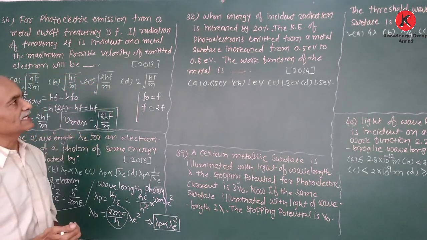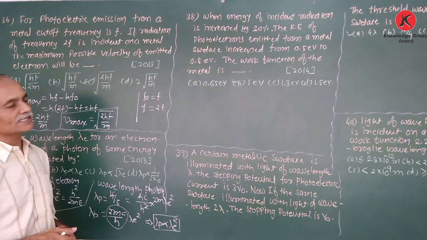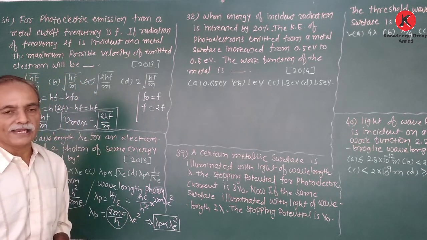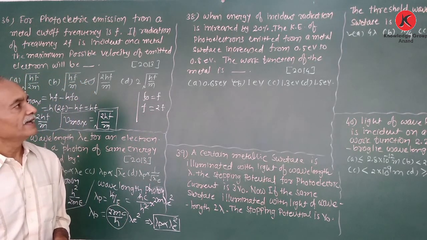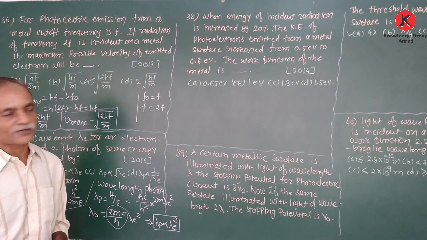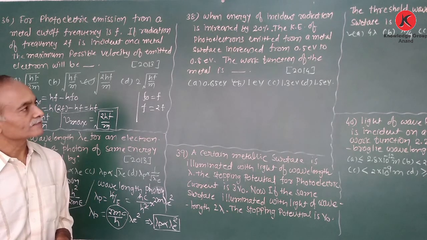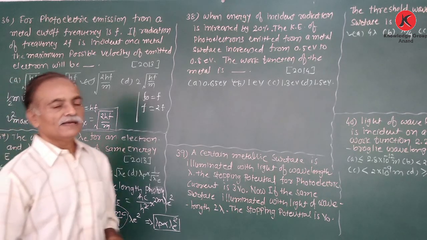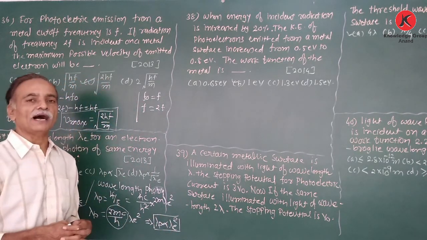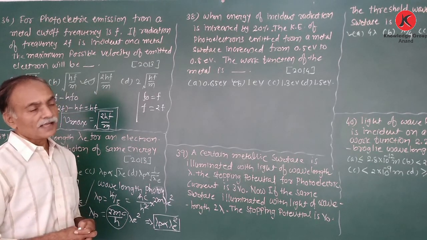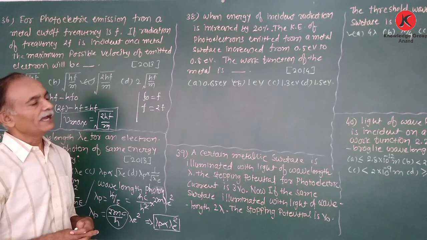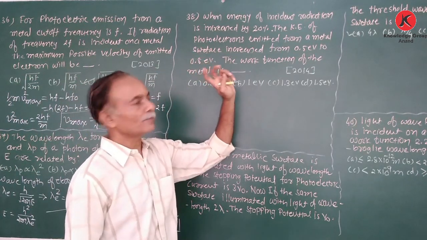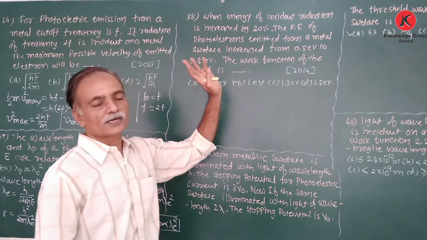After that, the next question is: when the energy of incident radiation is increased by 20%, the kinetic energy of photoelectrons emitted from a metal surface is increased from 0.5 electron volt to 0.8 electron volt. What is the work function of the given metal?